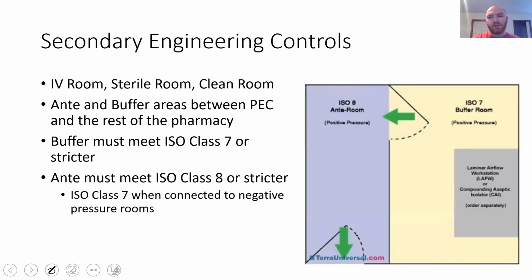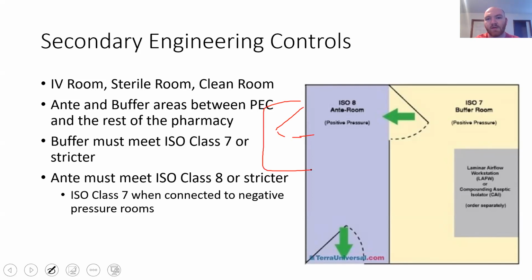So secondary engineering controls is a convoluted name for the rooms. The primary engineering controls is a complicated name for the hoods. So your buffer area needs to be an ISO 7. So if you're going from the hood to the rest of the room, you need to have an ISO 7 there. In your ante room, you can have an ISO 7 or 8. You can have an 8 if you only have positive rooms attached to it. If you have any negative rooms attached to it, you need to have an ISO 7 in here.